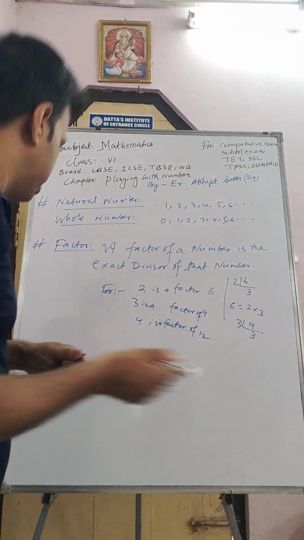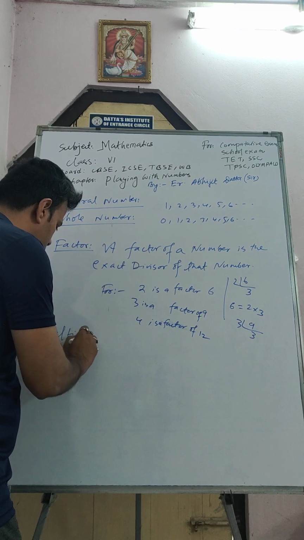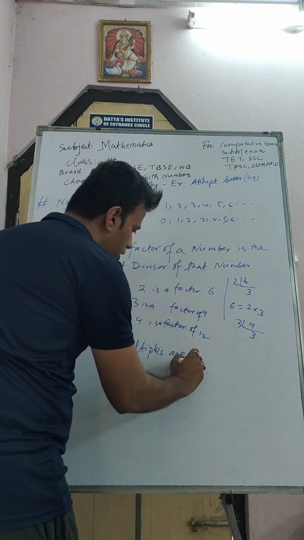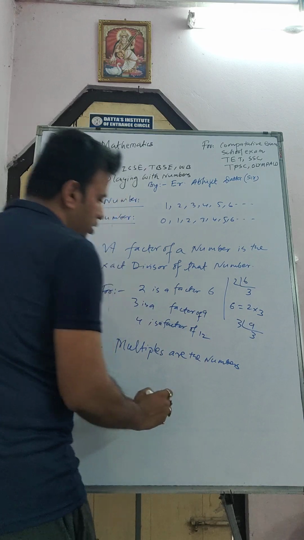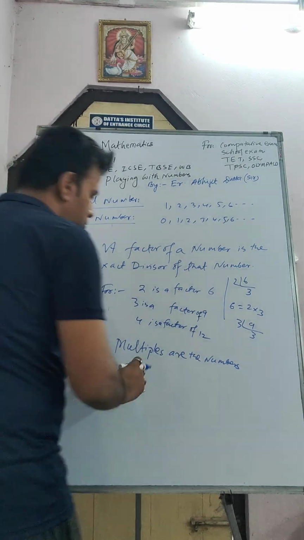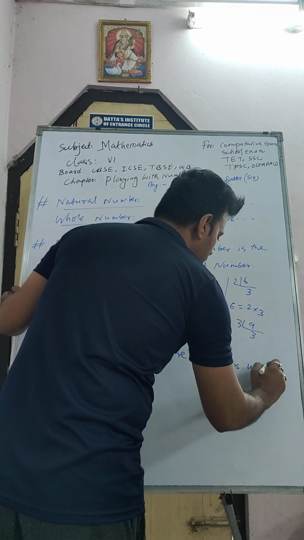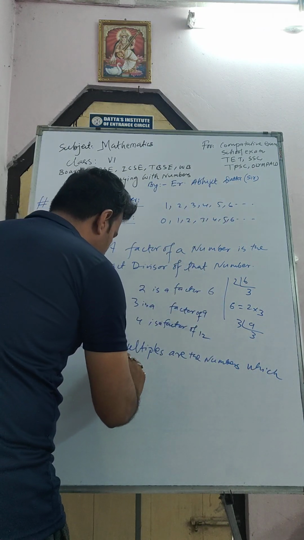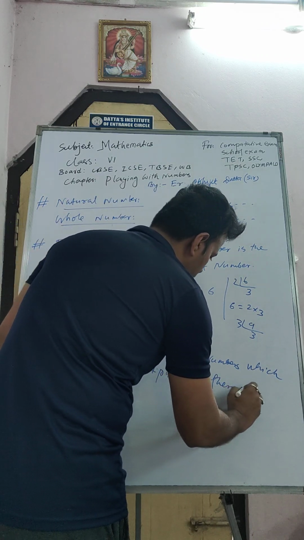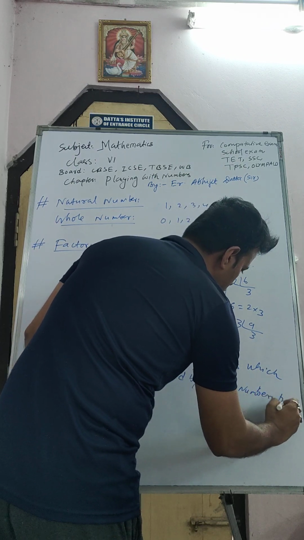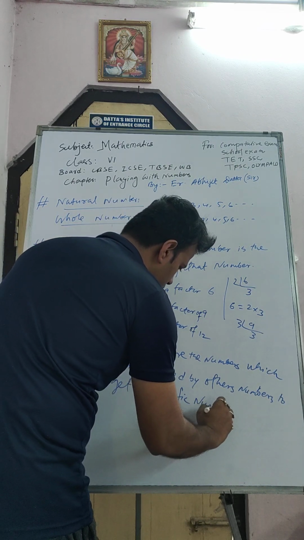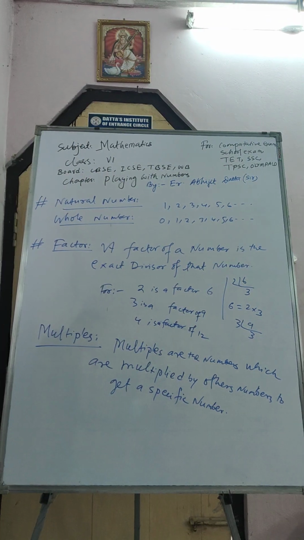Now we will learn what multiples are. Multiples are the numbers which are multiplied by other numbers to get a specific number.